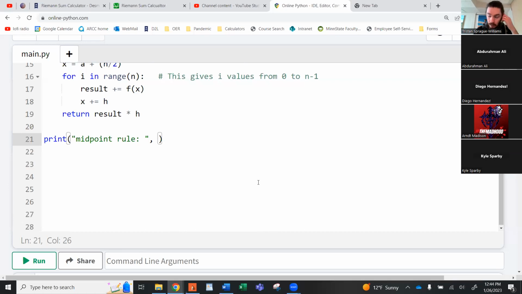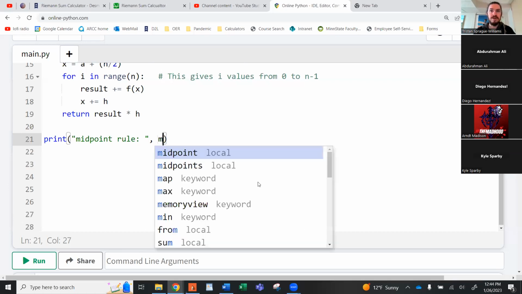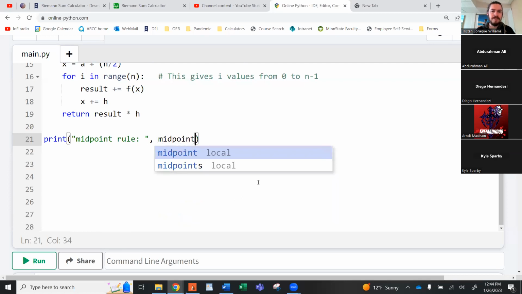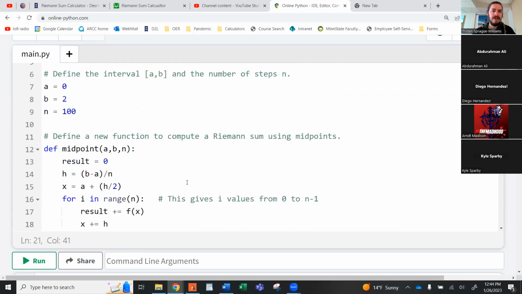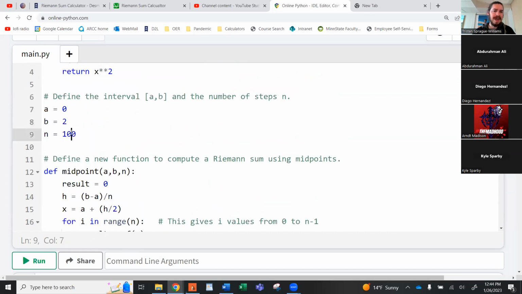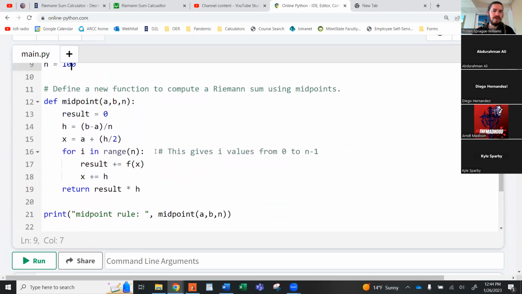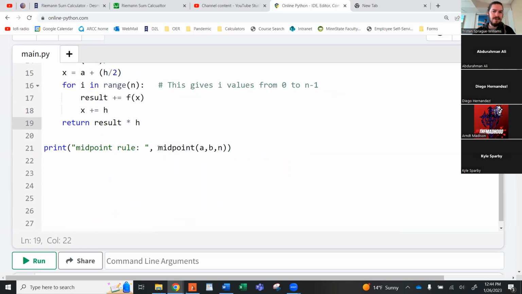And then I want it to print out a number. And the number is going to be whatever the midpoint function spits out. So I'm going to do midpoint(a, b, n). So I am taking the specified a, b, and n values up here. Those are getting plugged into the midpoint function for the a, b, and n that it calls for there. And then it's going to spit out a number. So let's run the whole program and see if it works.